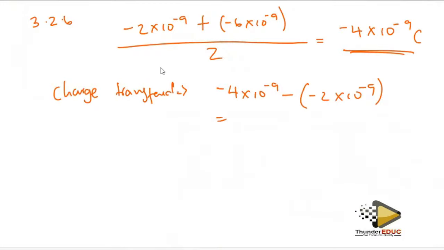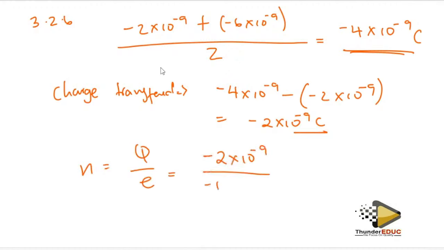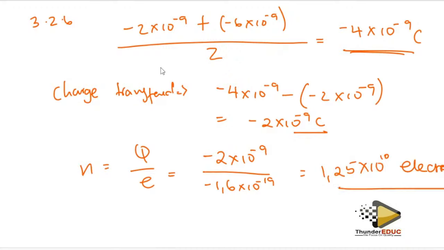Okay, when I simplify that, I'm getting -2 times 10 to the -9 coulombs. Then from N is equal to Q over E, I'll get -2 times 10 to the -9 over -1,6 times 10 to the -19. When I punch that into the calculator, I'm going to get 1,25 times 10 to the exponent of 10 electrons. Okay, so we're using this because this is the amount of charge that was transferred. So from this charge that was transferred, how many electrons do we have there? So this is how many electrons we have in that case.